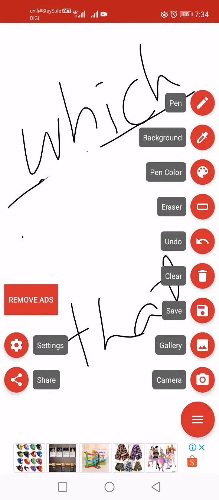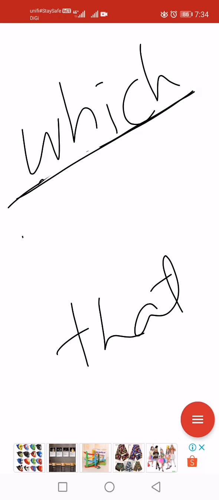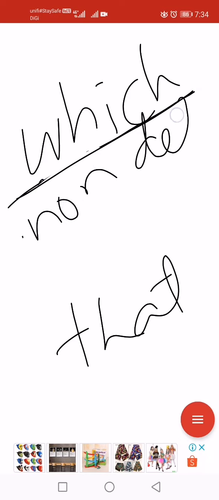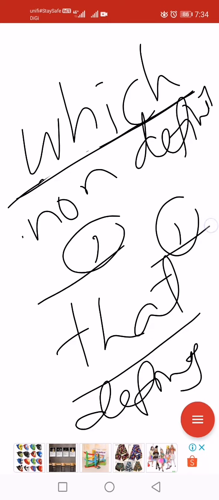Okay. So just know that which is for non-defining. Just remember, non-defining means it has a comma, whereas that is for defining, no comma. If you know when to put a comma and when not to, it means you already understand the main point of defining and non-defining clauses. So which has a comma, and that is without a comma, for defining clauses.